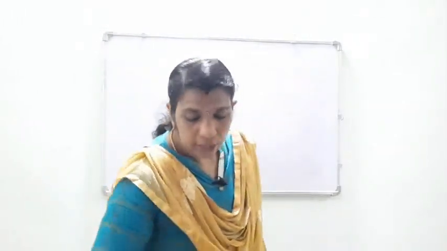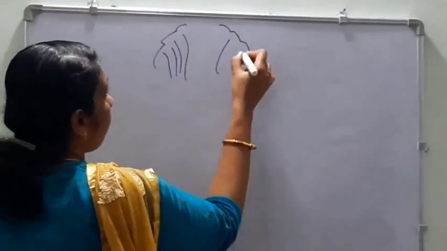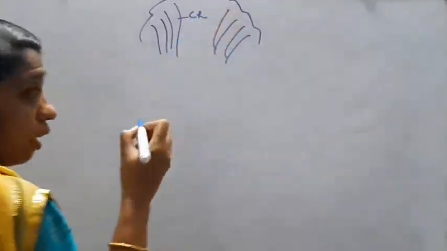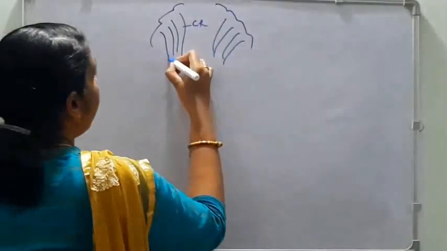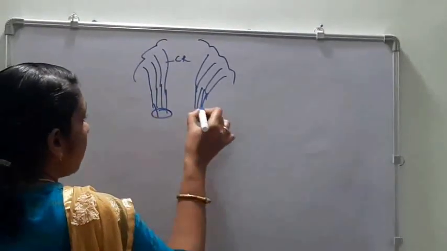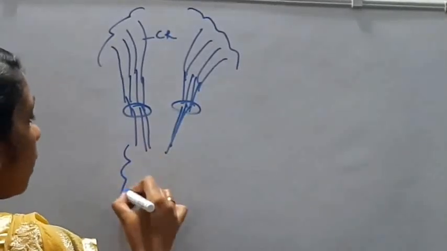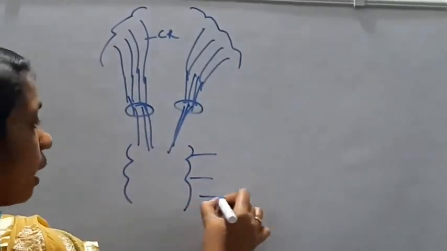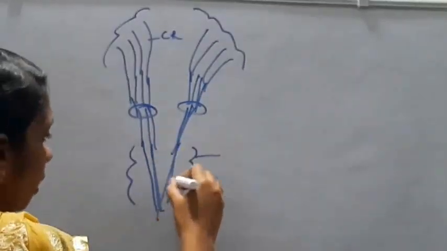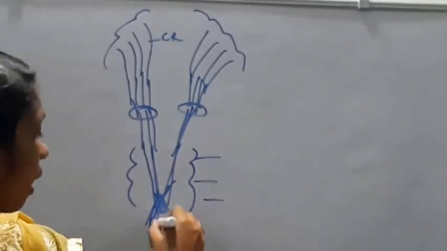So suppose this is the primary motor area, this is the corona radiata, everything you know in detail. Then all these tracts go through the internal capsule. From the internal capsule, it comes downwards. This is the brainstem, midbrain, pons and medulla. In the medulla, most of the fibers decussate, forming the pyramid, coming downwards.